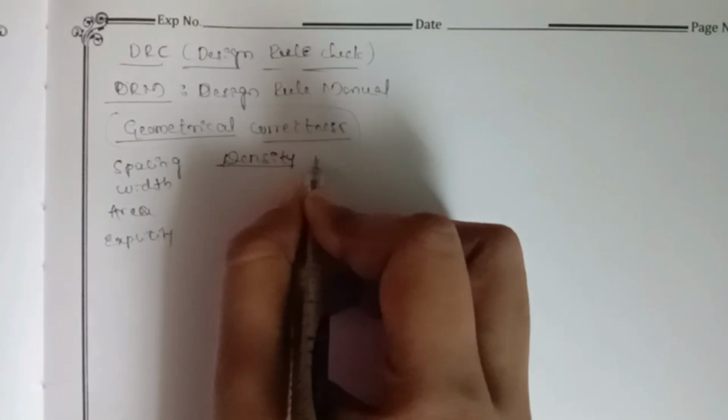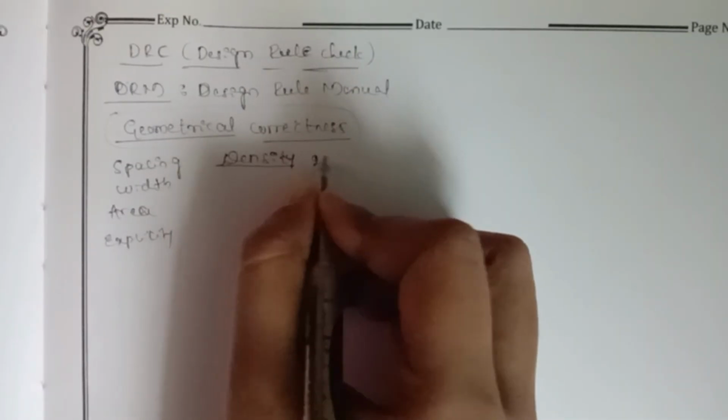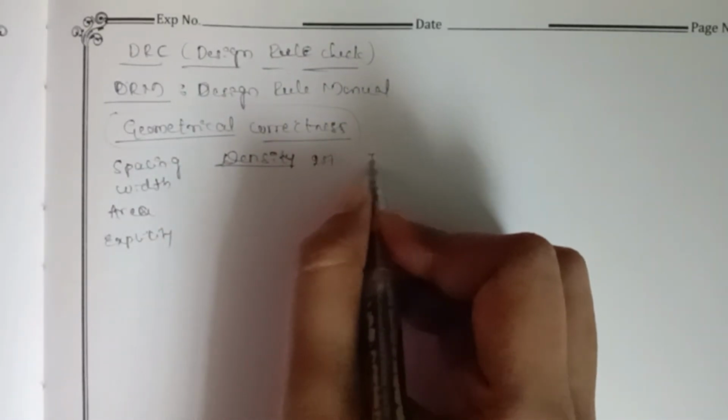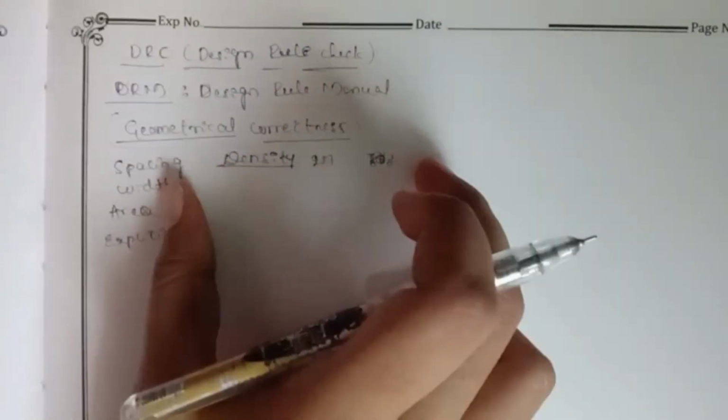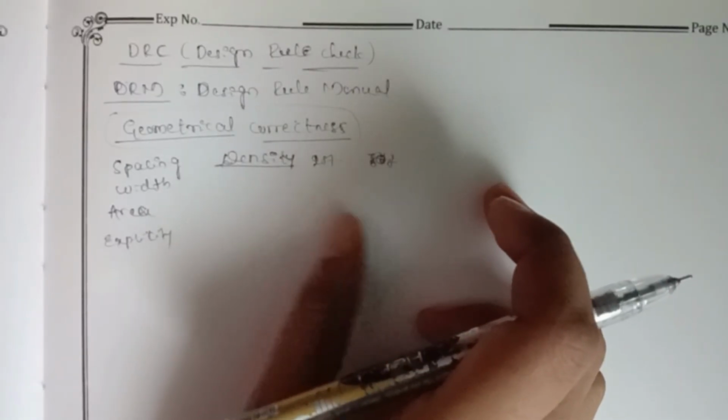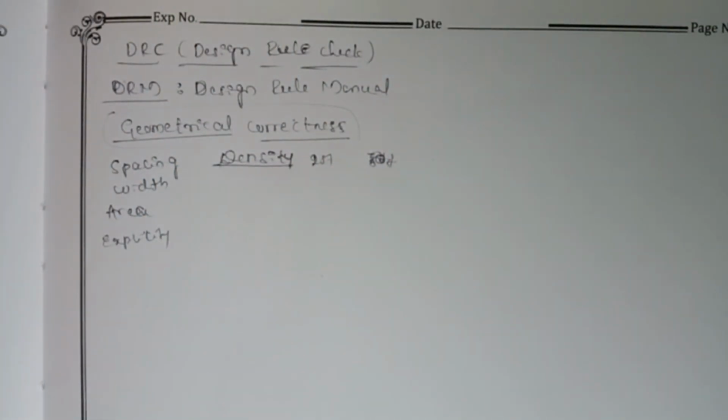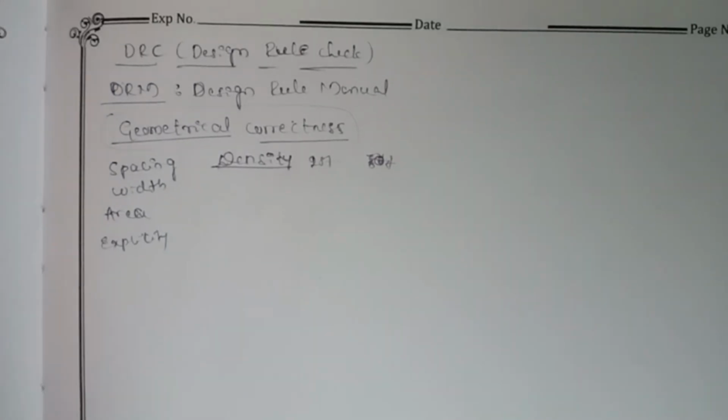Density should be minimum something like 25% and maximum something like 80%. Whatever is written in the DRM rule, we should maintain that density according to the DRM rule. If not, it will give errors. And the DRM rule varies from one node to another node. Like 40 nano is having some different rules and 7 nano is having some different rules. So every node is having some different rules.